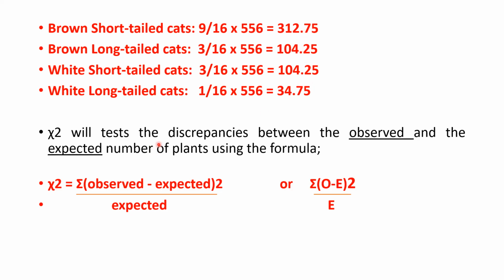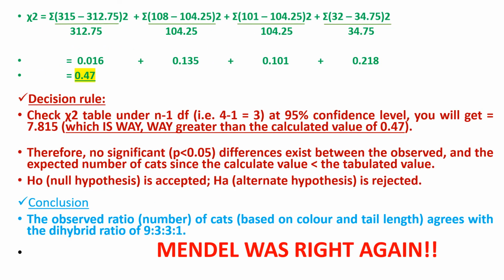So again, chi-square test, we test the discrepancy between the observed and the expected using this formula. And if we carry it out, this is for the first one, the second one, the third one, the fourth one. And these are the values we get. And this is the final answer, 0.47. So our decision rule again is to check the chi-square table at 95% confidence level at n-1, that is 3 degrees of freedom. This is the value we get. We observe that this value is way greater than the calculated value.